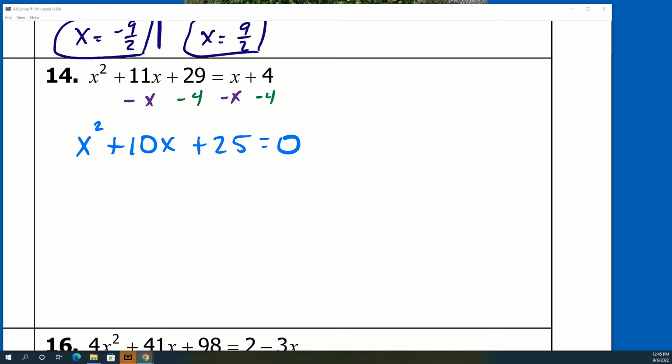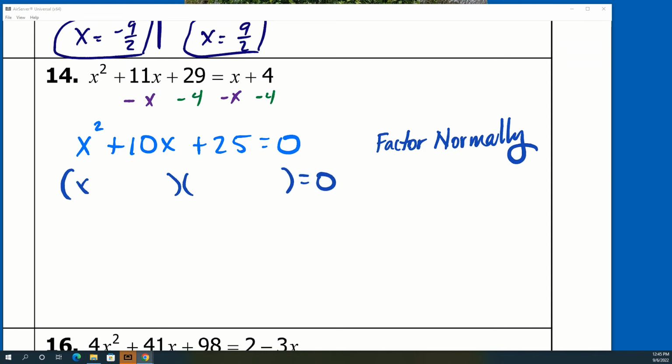Okay. This one has 3 terms. There's not a number in front of x squared, so this is one of the ones where we're going to factor normally. So we'll have our 2 parentheses. To get x squared, it's x and x.